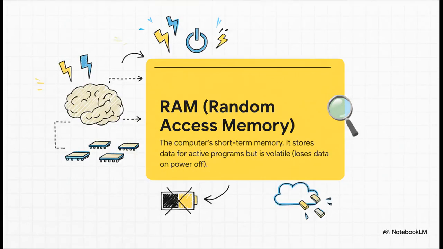Now, every brain needs a place to work, right? A sort of short-term memory or workbench. And that's exactly what RAM is. It holds all the data for the apps you have open right now. That's why having more RAM lets you do more things at once.